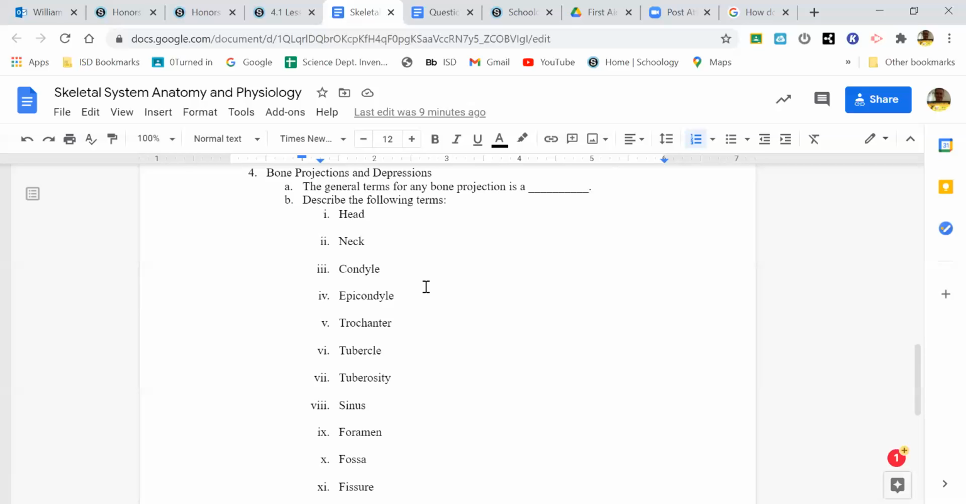Okay. A tubercle is a small, rough process that provides for the attachment of tendons or muscles. It's a small, rough process that provides for the attachment of tendons and muscles. So the trochanter is large, the tubercle small, and they're rough. And it provides for the attachment of what again? Muscle, tendons or muscle. Okay. Tendons or muscle.